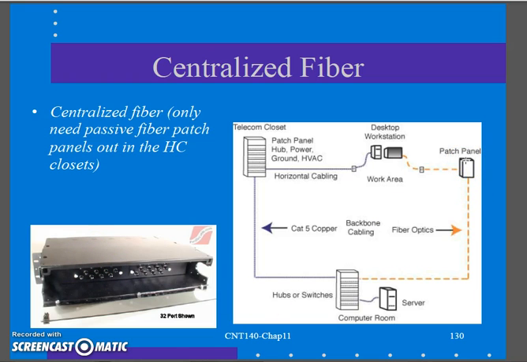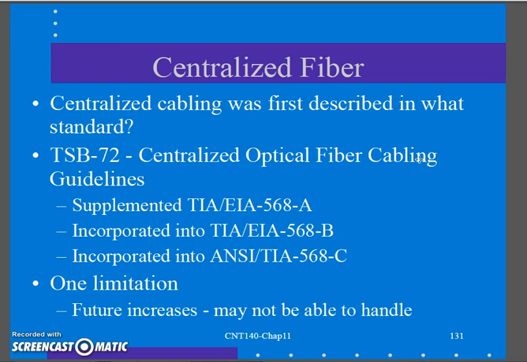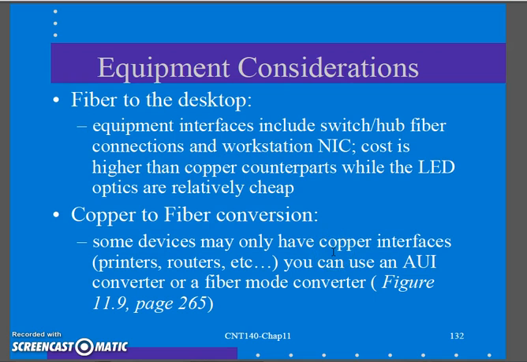So with fiber, since I can go greater distances, I have a lot less equipment costs in that respect. I'm just patching it out, and I can run fiber to the desktop relatively easily once I've found that I need to do that. It was first talked about in TSB 72. This has been incorporated into our modern 568C standard. Here they talk about fiber to the desktop. The equipment for this is higher because I have the fiber out to the desktop. I have the special outlet box I need. I have the special outlet jack I need. But in the future we may be doing more of this.